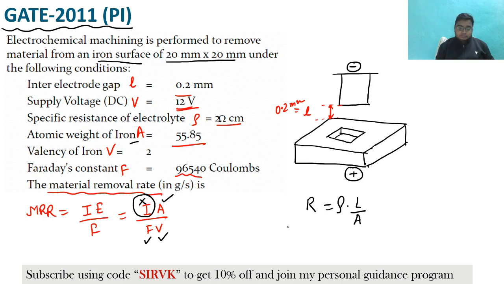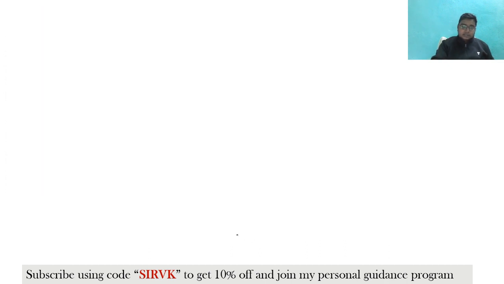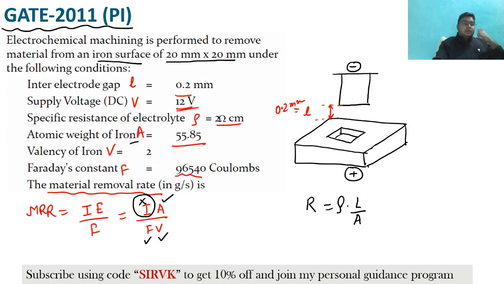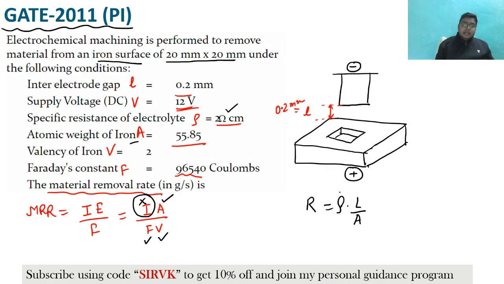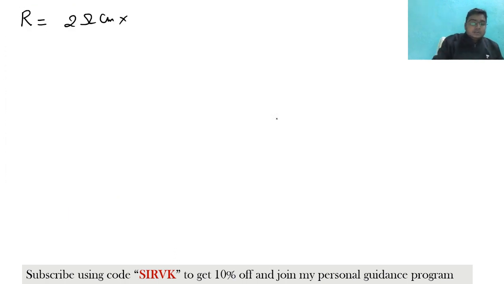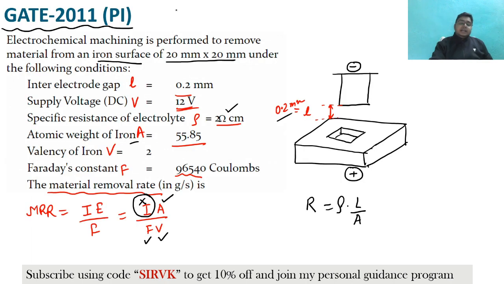Now see here. The resistance that is actually acting in this case, that is rho. What is rho? Rho will be 2 ohm centimeter. Fine. So I can write here 2 ohm centimeter, into L. What is L? L is the spark gap, the electrode gap, that is 0.2 mm, isn't it? Put it here, 0.2 mm. And what is A? That is the area of the machined part, right?